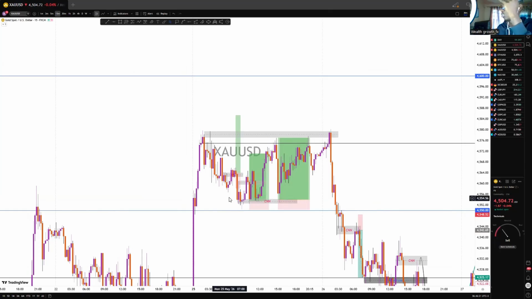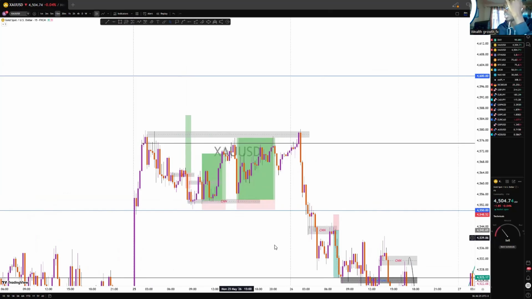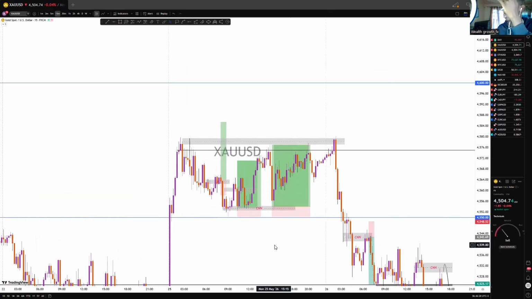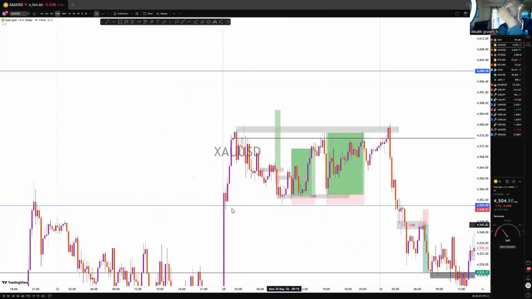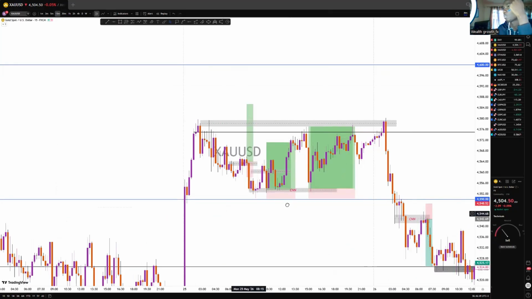Whether it's a mid psychological level or a major psychological level. On gold, a major psychological level is every 1000 pips, and a mid psychological level is every 250. Like that, 1500 is a major psychological level, but when it comes to a mid psychological level, it's 250. So from this impulse move that happened on Monday opening.